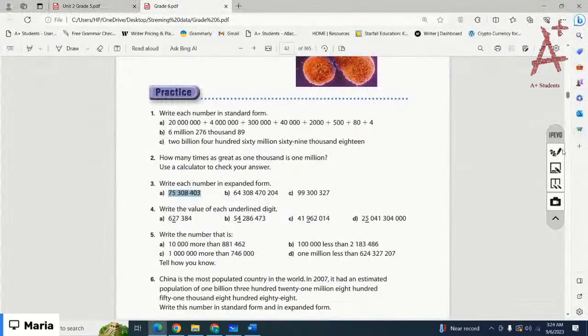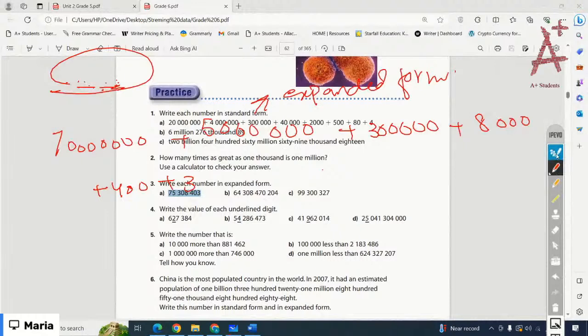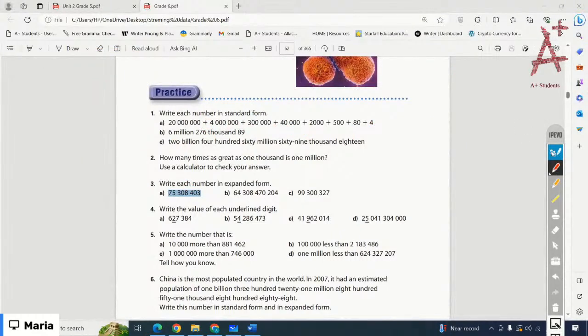Okay, the next one is write the value of each underlined digit. How do you write the values of the underlined digit? You can see 2, right? And after 2, how many digits? 1, 2, 3, 4. That means 2 is at the 100,000s position, right? Then you have 4, right? 4 as it is and add zeros. 1, 2, 3, 4, 5, 6. 4 is at the millions position, right?